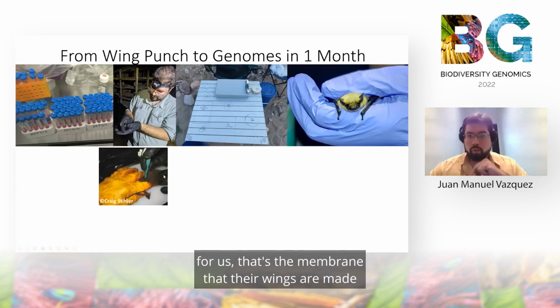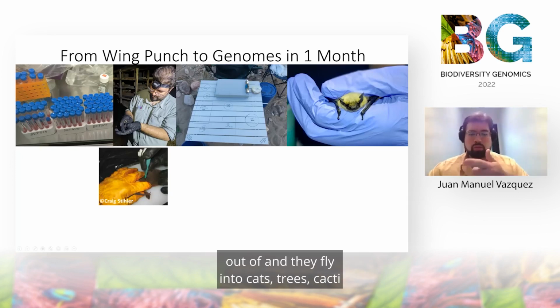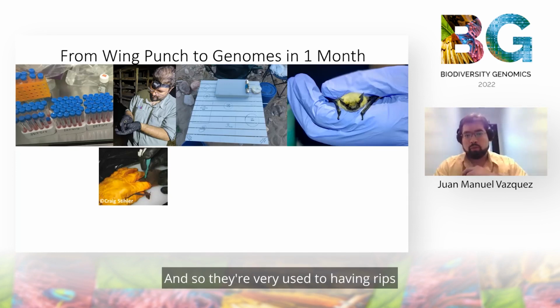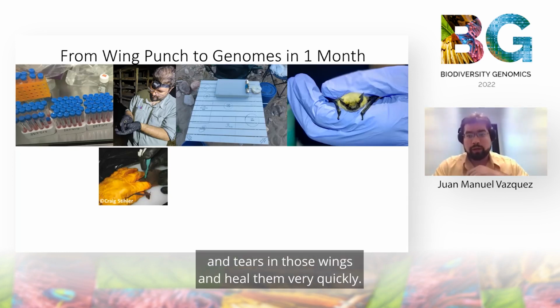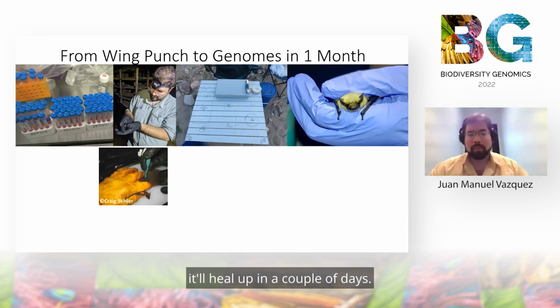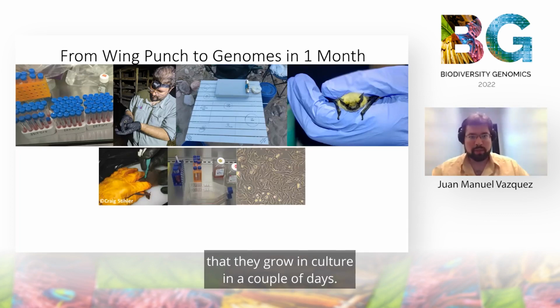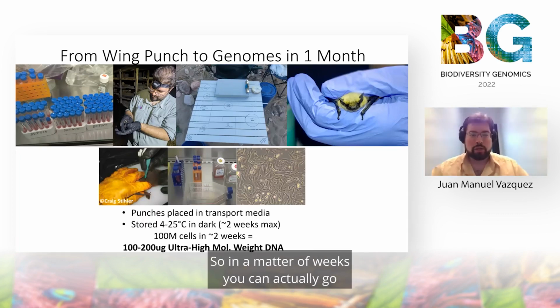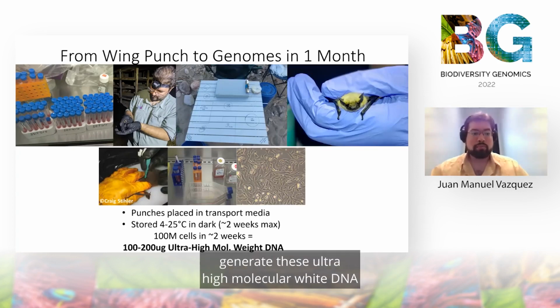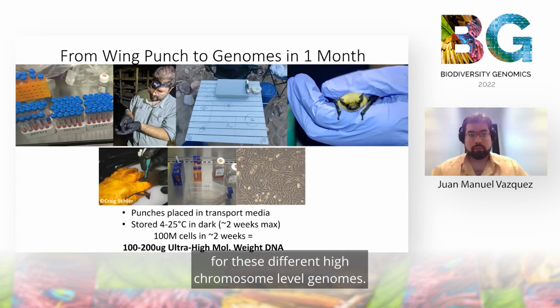That's the membrane that their wings are made out of. And they fly into cats, trees, cacti, all these different things. And so they're very used to having rips and tears in those wings and heal them very quickly. If you take a small wing punch biopsy from that wing, it'll heal up in a couple of days. And that same healing speed means that they grow in culture in a couple of days. So in a matter of weeks, you can actually go from out in the field collecting these samples to cell lines that have enough DNA to generate ultra high molecular weight DNA for these high quality chromosome level genomes.